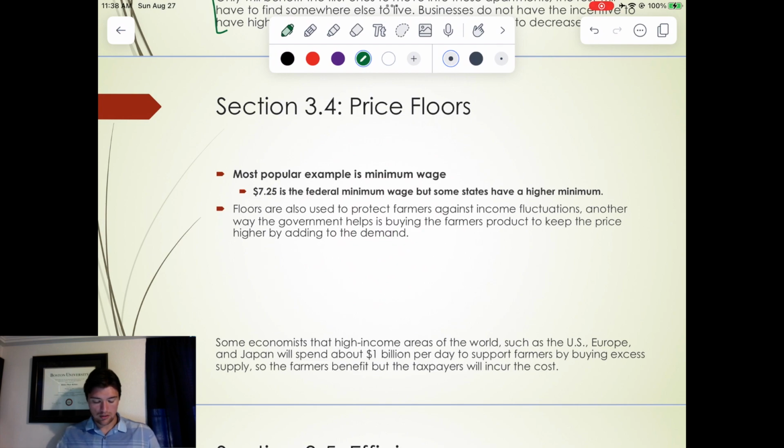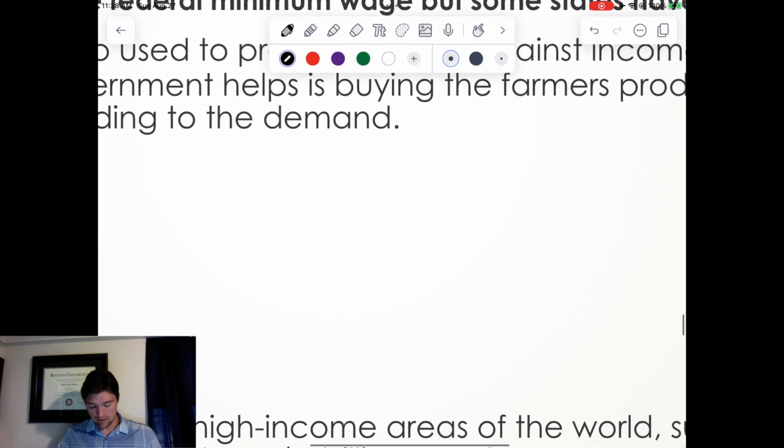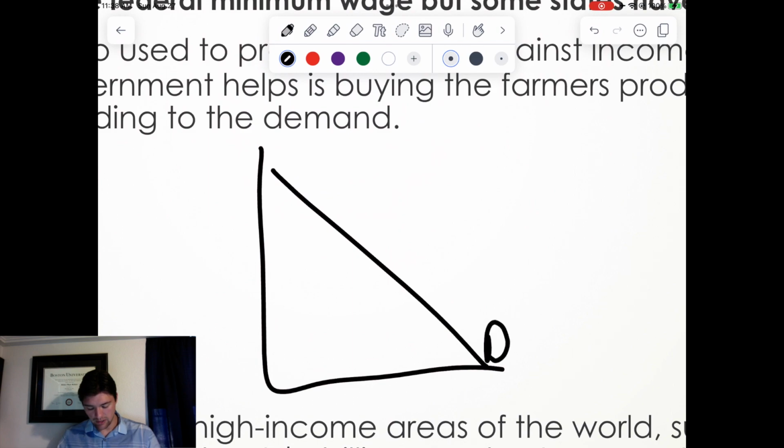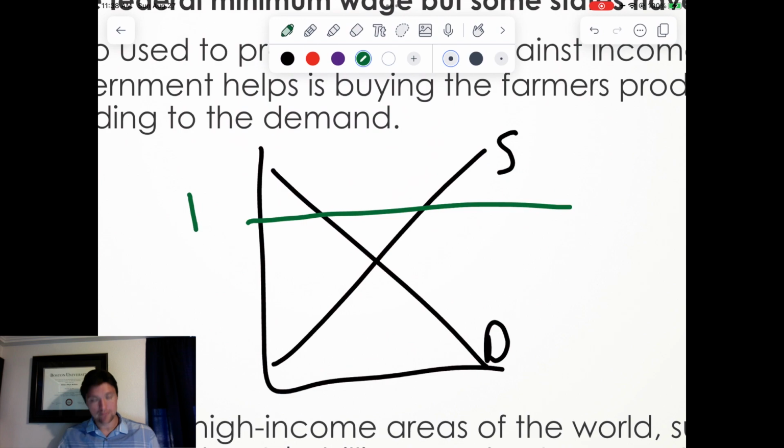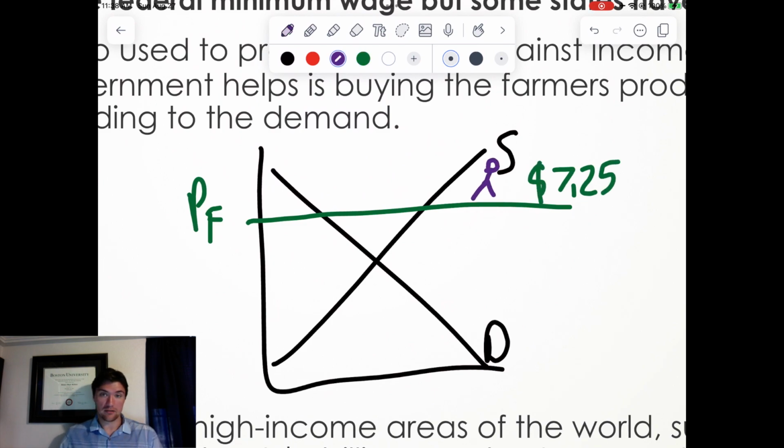So here, let's say we have the demand and the supply, and the government says here is the price floor. So it's $7.25. And again, right, here I am on the floor, okay? I can't go below it. And where does the market always go to? Equilibrium. Can I get to equilibrium? No. So I'm only here stuck at the floor. So this is what we're having.